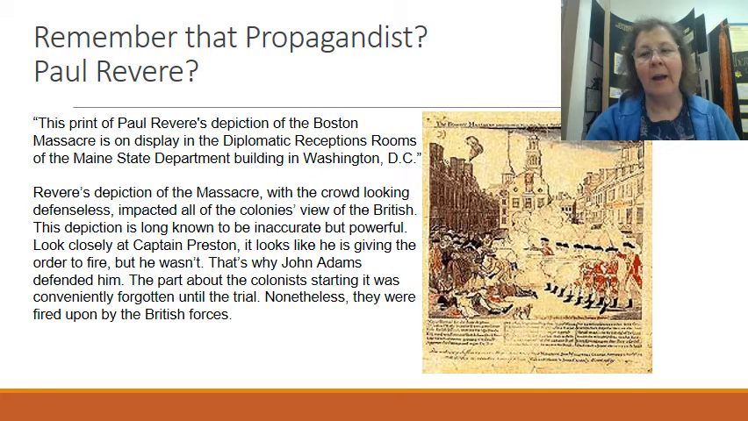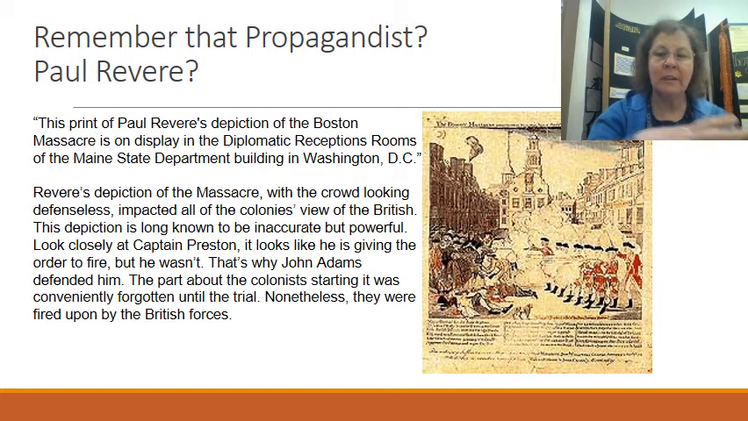And then, of course, whenever we have a tense political situation, we have propaganda. Remember that propaganda is neither good nor bad. It simply is how we convince somebody of our point of view. And Paul Revere was a propagandist. So what you see there is his print of the Boston Massacre. And if you look at it, it looks like everything is coming from the point of view of the British soldiers being very violent. Look at all that dirt.